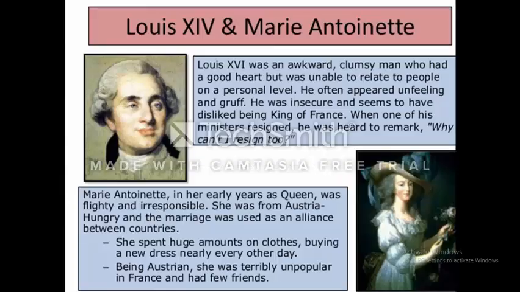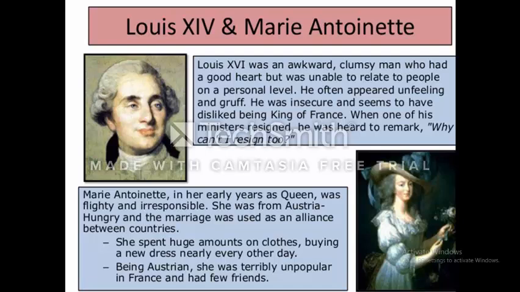Louis XVI was an awkward, clumsy man who had a good heart but was unable to relate to people on a personal level. He often appeared unfeeling and gruff. He was insecure and seems to have disliked being king of France. When one of his ministers resigned, he was heard to remark, "Why can't I resign too?"